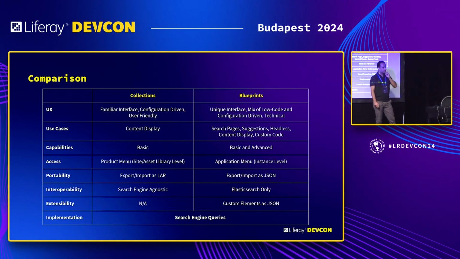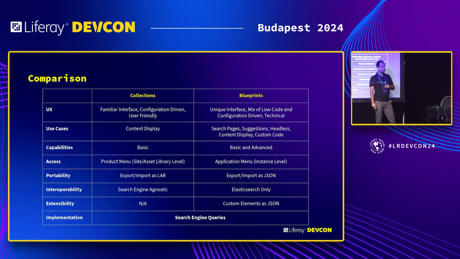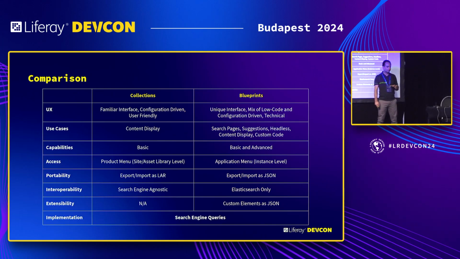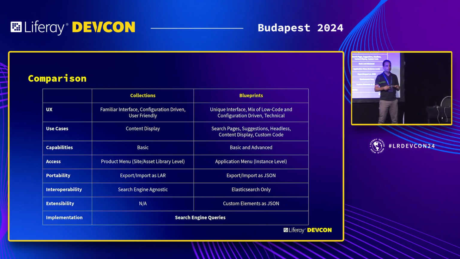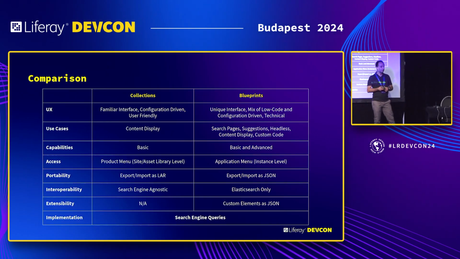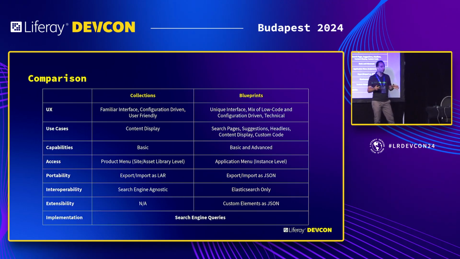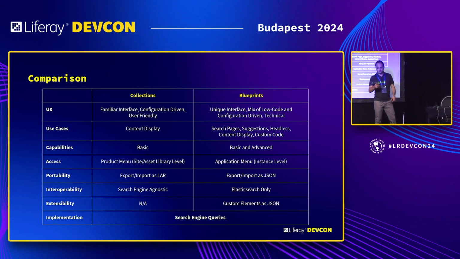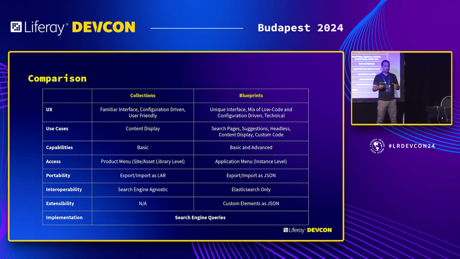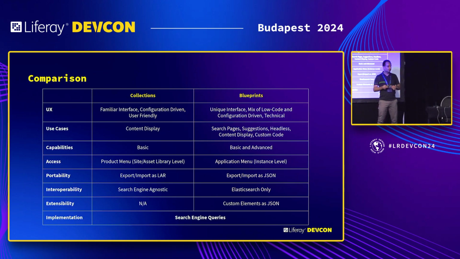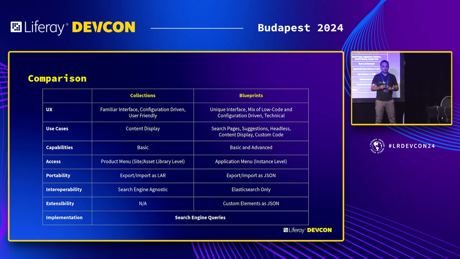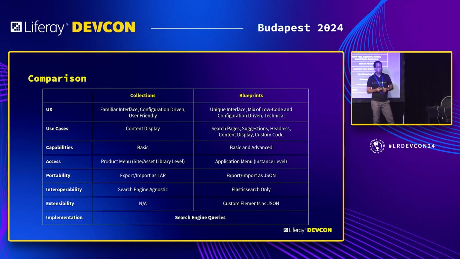So as a summary, you can compare collections and Blueprints using these dimensions. Collections provides a familiar, maybe more user-friendly interface with familiar terminology from the rest of the product, and it's configuration-driven. So there's nothing that needs you to enter JSON. But it's focusing on one use case, the content display. So you might say that it has a basic capability set. And it lives on the site level or asset library level, so you can access it through the product menu.